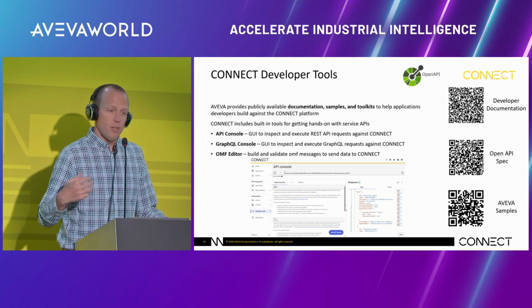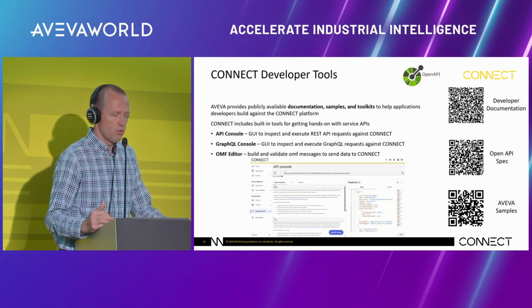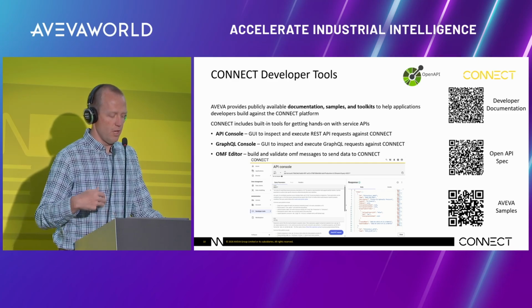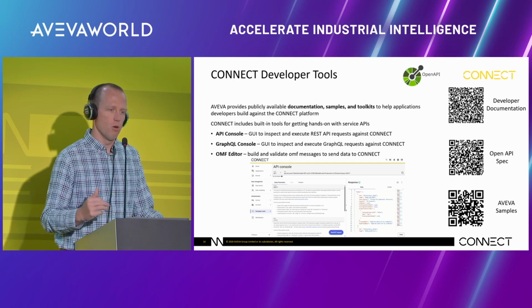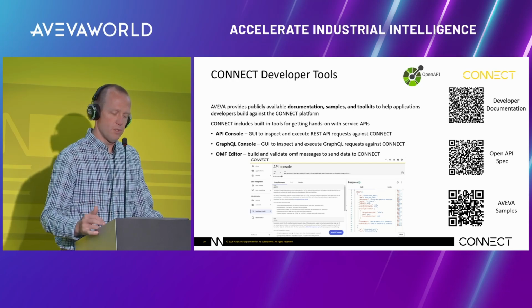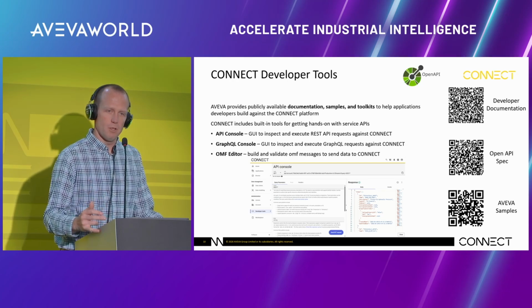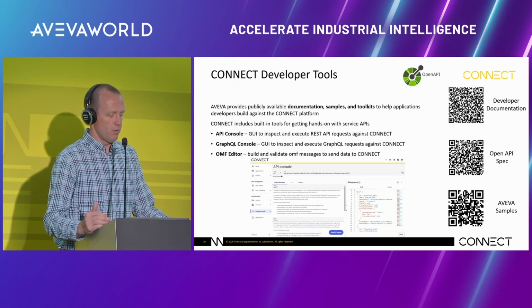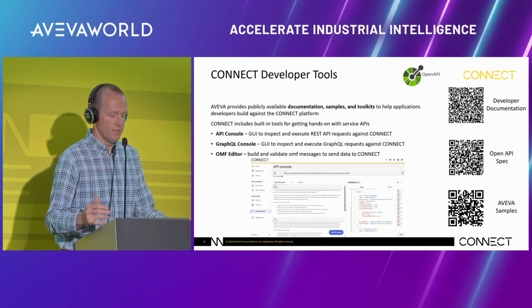So some of the things inside of AVEVA Connect that you can use as part of your developer experience, there's things like the API console, the GraphQL console, and the OMF editor. I'm going to go through the first two in a little bit more detail, but I'll just mention about the OMF editor. So this exists as a nice little portal experience where you can build and validate your OMF messages to send data to Connect.